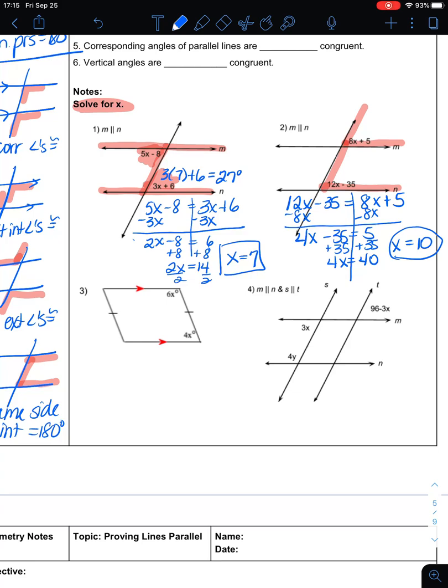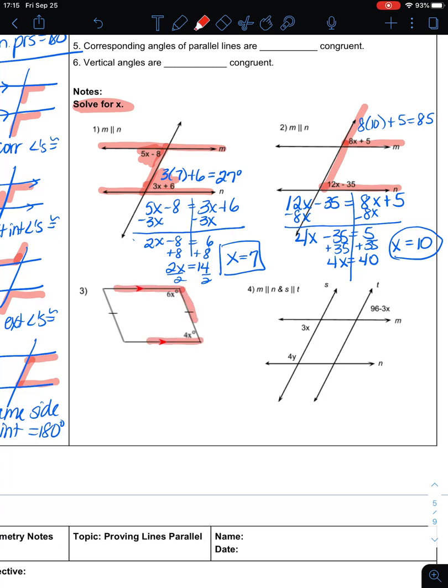And again, if I wanted to, I could go back in and plug it in. 8 times 10 plus 5 means that that angle is 85. And I could do 12 times 10 minus 35, and I would get that that angle is 85 also.